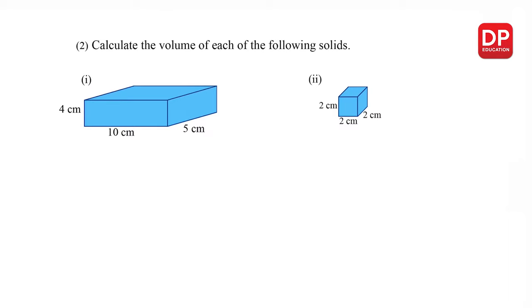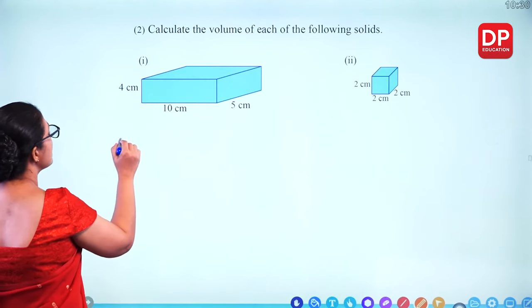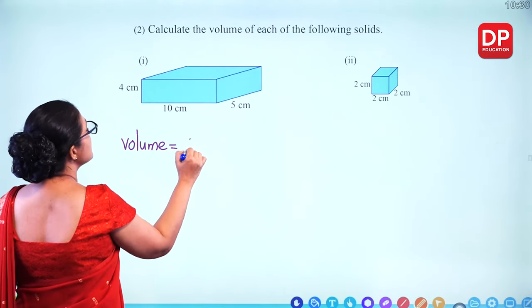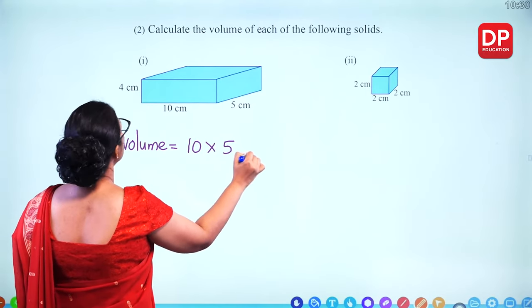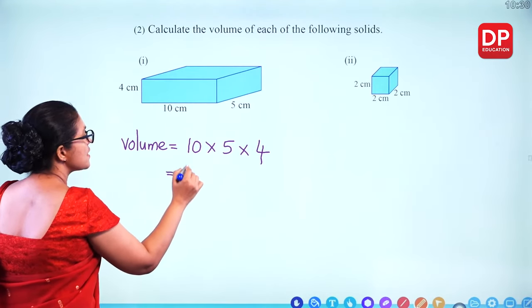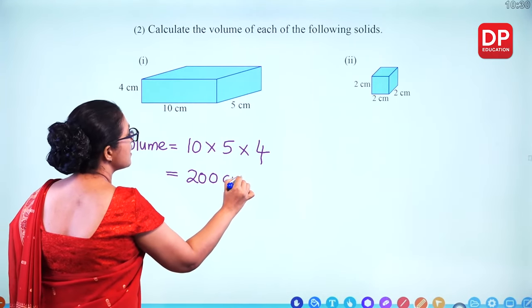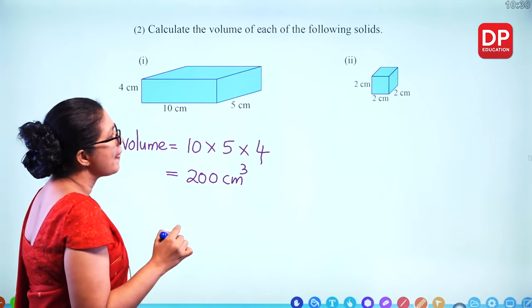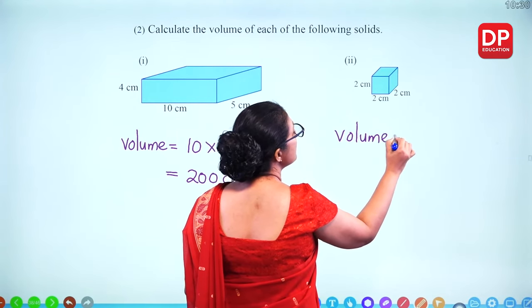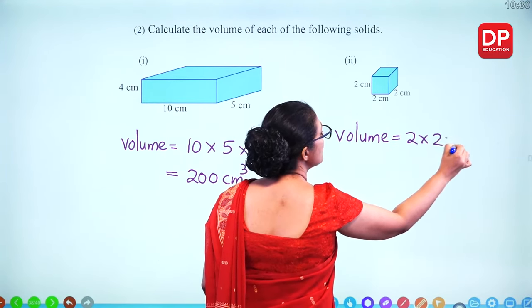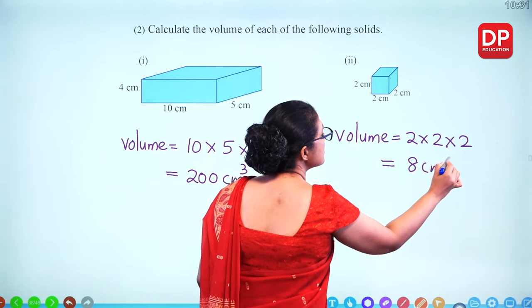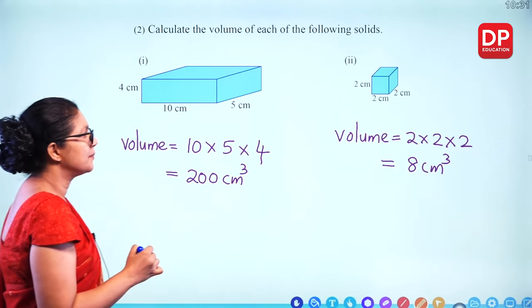Calculate the volume of each of the following solids. So this is a cuboid. All in centimeters, so length, breadth, and height. Just multiply. 5 times 4, 20, 20 times 10, 200 cubic centimeters. This is a cube. Volume is length into length into length. 2 into 2 into 2. 2 times 2, 4, 4 times 2, 8. This is in cubic centimeters.